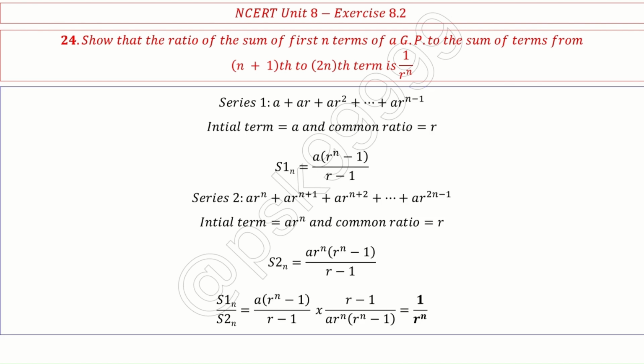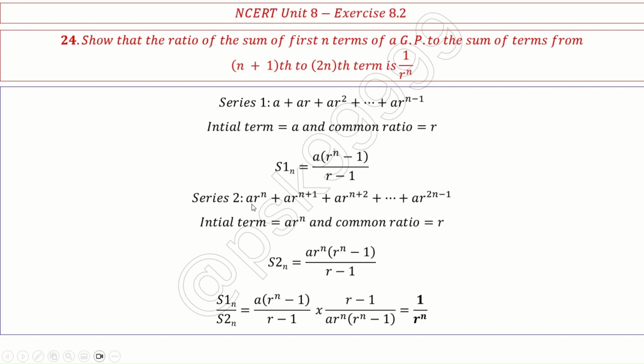This is a straightforward question again. First series is a plus ar square up to ar^(n-1). So S1, I will call it series S1, nth term is equal to a into (r^n - 1) by (r - 1). Straightforward, right? This is because the initial term is a, common ratio is r.